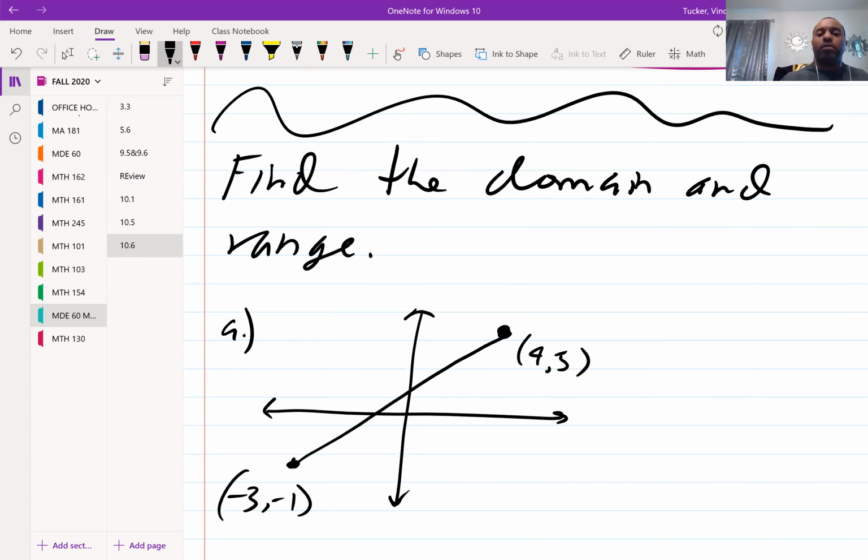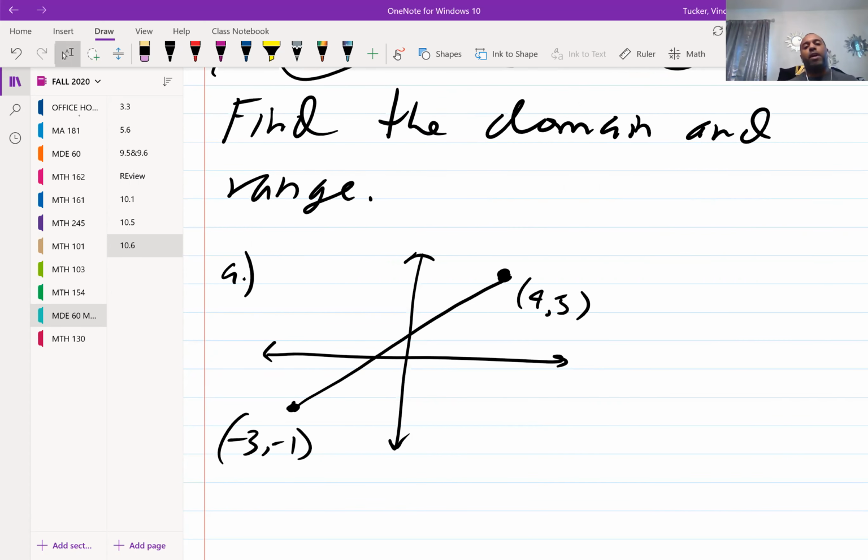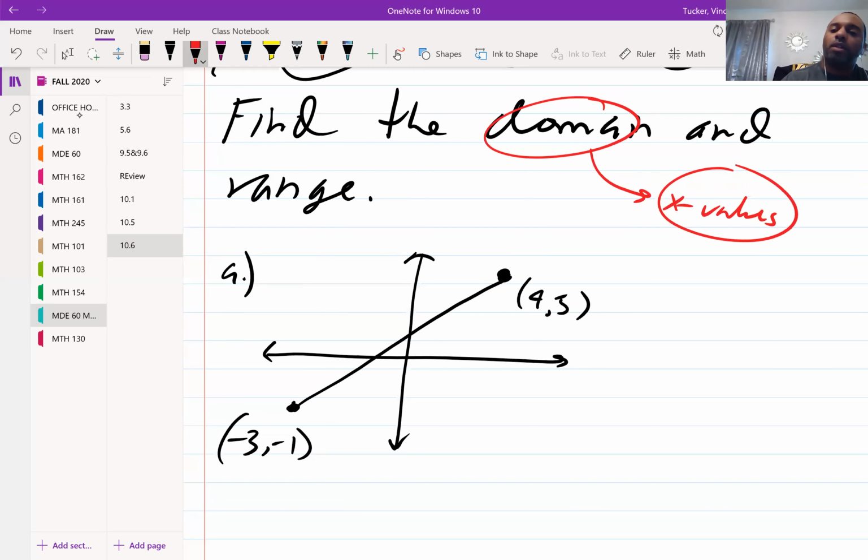All right, so here it says find the domain and range. They give us this graph. Don't forget domain, x values. And we're talking about left to right.